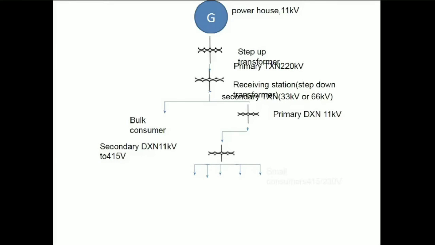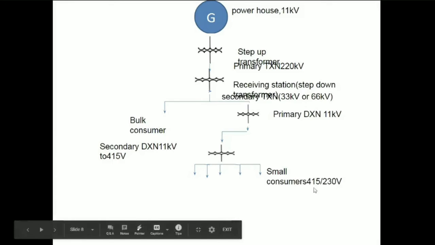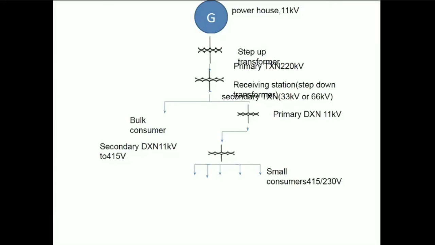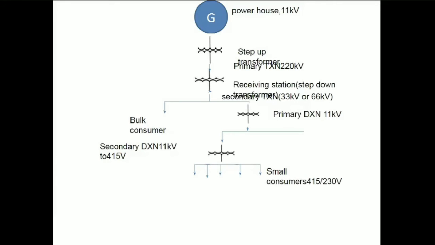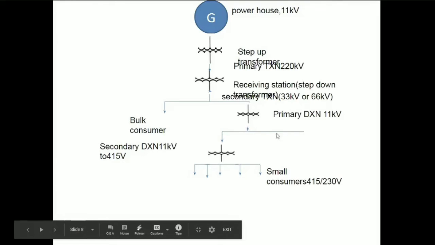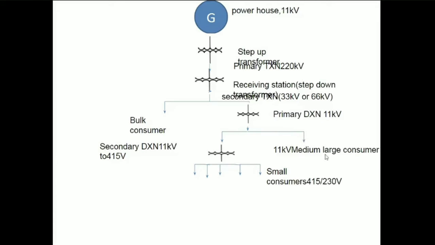The 11 kV is being stepped down to 415 or 230 volt. This transformer can supply to consumers requiring 3-phase 415 volt or domestic consumers whose intake voltage is 230 volt. Then from primary distribution substation we are having the primary distribution, and it can feed a 11 kV medium consumer also.